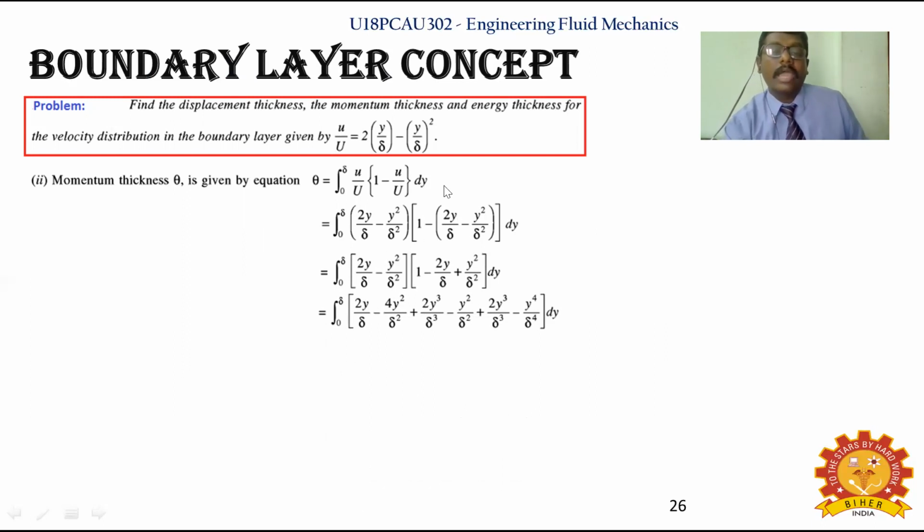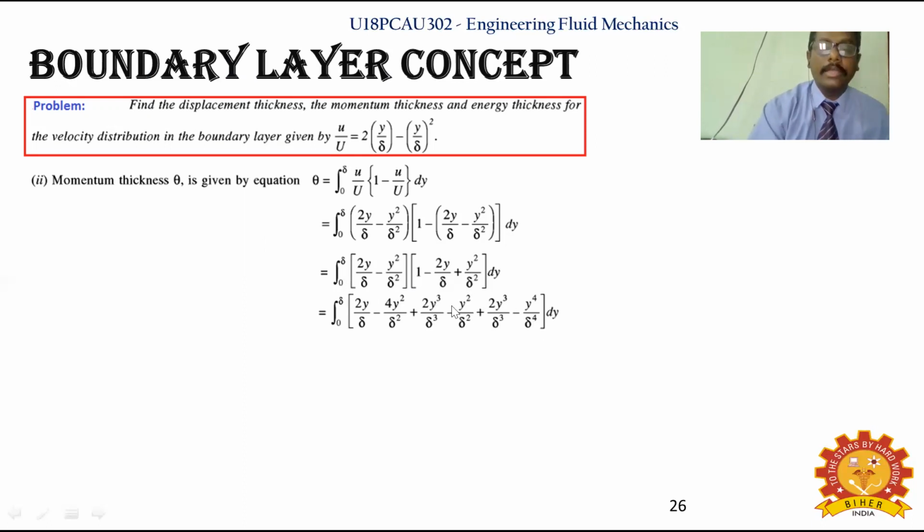You are going to have a more complex equation now, so you have to carefully make the multiplication. First, multiply with this 2y by delta. Here 2y by delta into 1 is 2y by delta, and 2y by delta into 2y by delta gives 4y square by delta square, and y square by delta square into 2y gives 2y cube by delta cube. Now coming to this term, y square by delta square, and minus into minus is plus, 2y cube by delta cube, and minus into plus is minus only, so y power 4 by delta power 4.